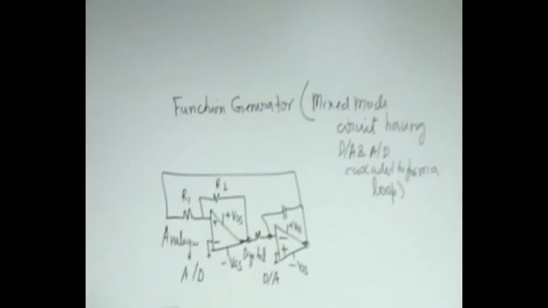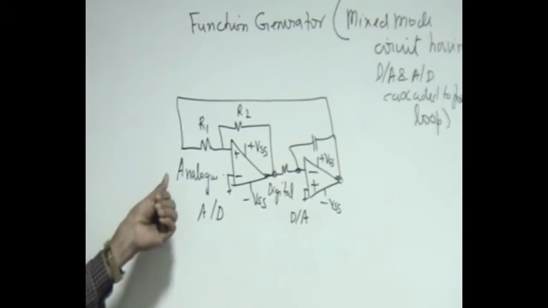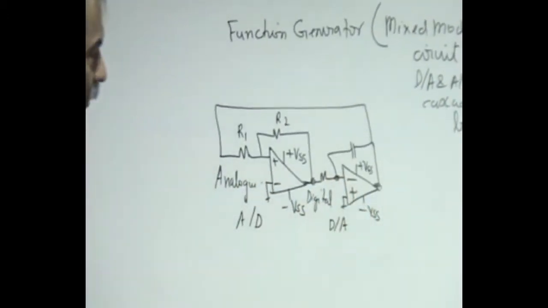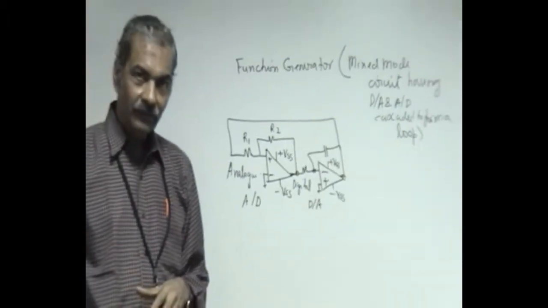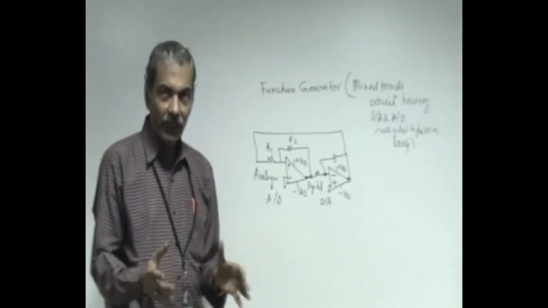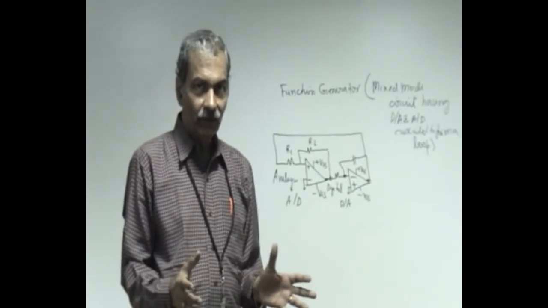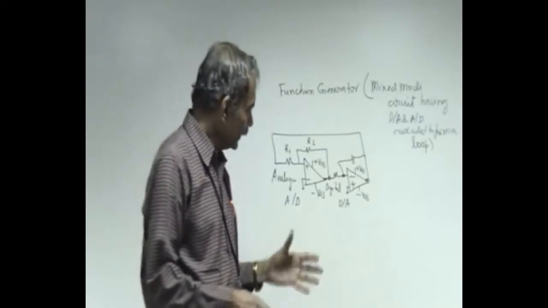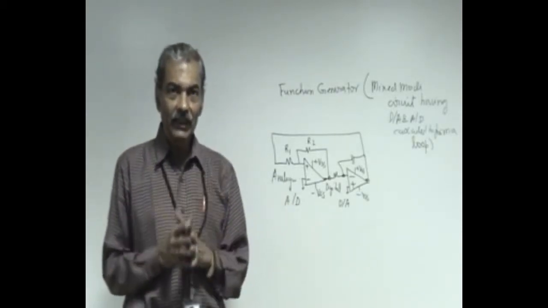That means, actually speaking, you can have analog as input or digital as input at this point, and form a digital input and analog output, or analog input and digital output circuit, which is the sigma delta converter of today. Further, this circuit is one of the most popular function generator ICs.